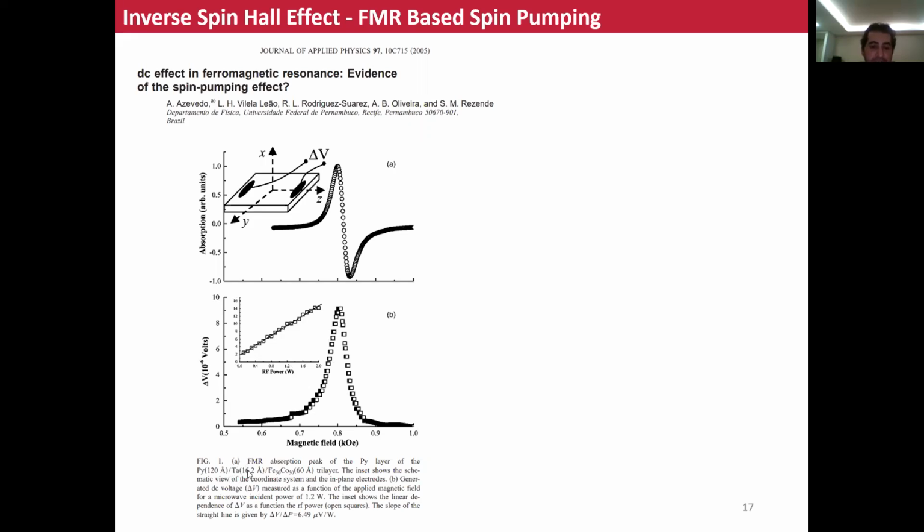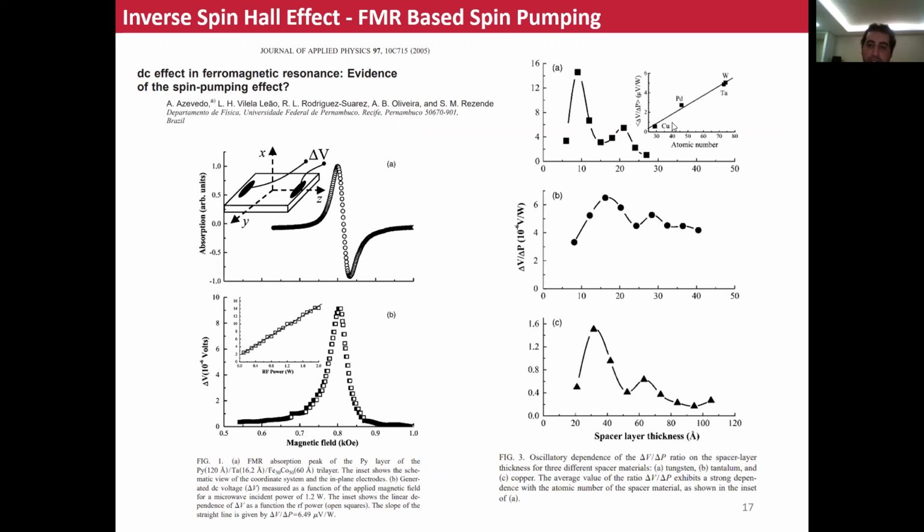For the next step, they wanted to change this spacer material. Instead of tantalum, they put copper, palladium, and tungsten. And they observed this generated voltage was material dependent, and it was increasing as the atomic number increased. So this was clear evidence for inverse spin Hall effect, but they couldn't clarify this effect in their paper.